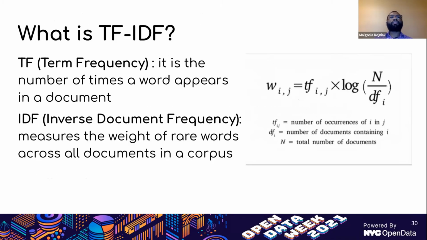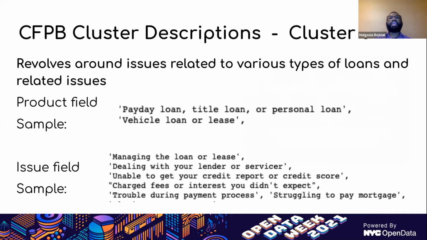And so after performing our analysis, we came across 6 clusters that seemed pretty interesting and rather distinct. The first cluster, cluster 0, seemed to revolve around issues related to various types of loans. These were basically the ones that the model predicted were of this cluster. Some of the sample fields you would get would be like payday loan, title loan, managing your loan or lease, charge fees or interest you didn't expect, which is also related to loans, things like that.